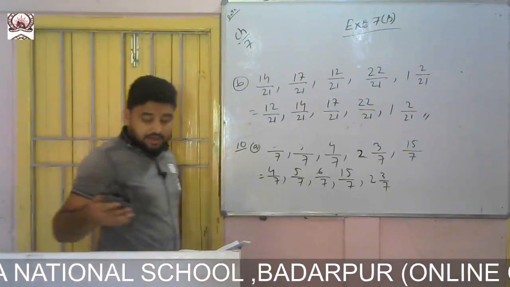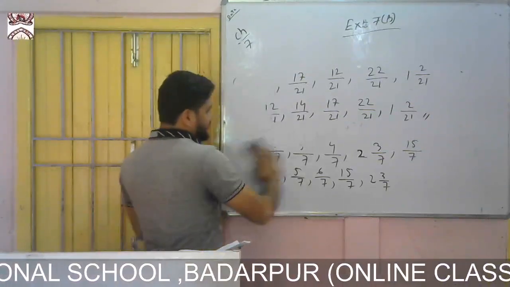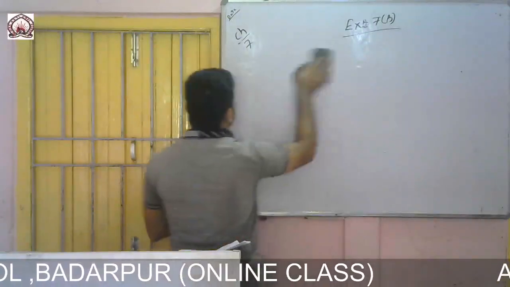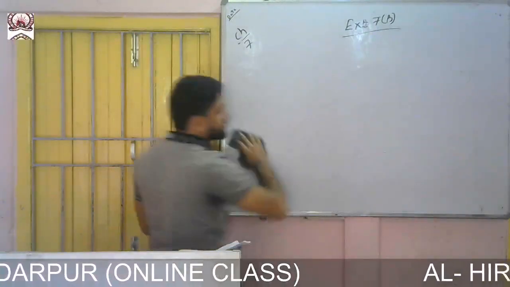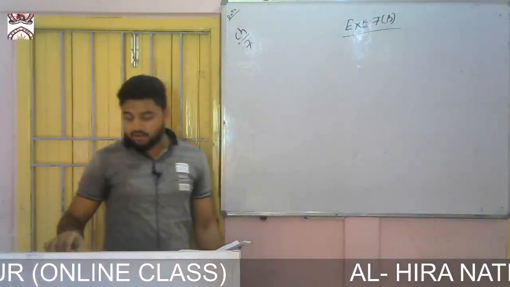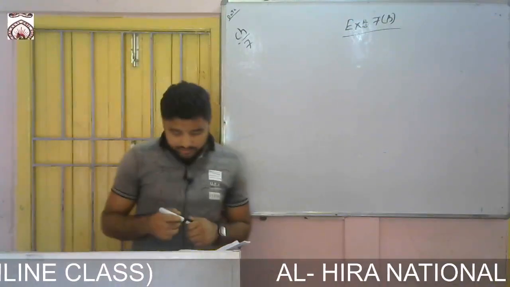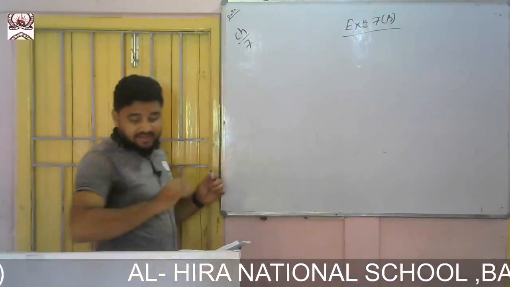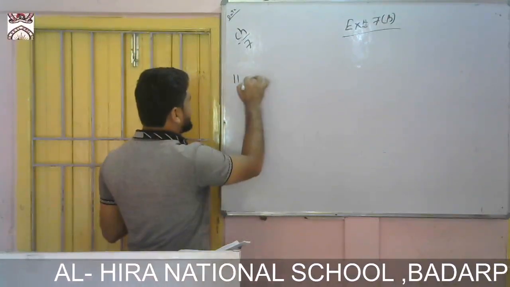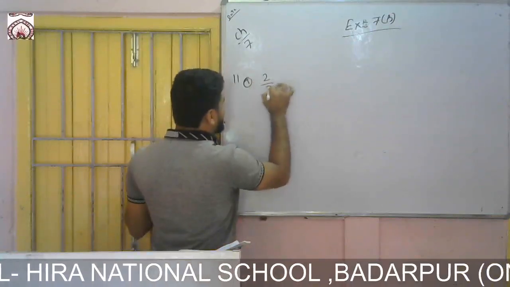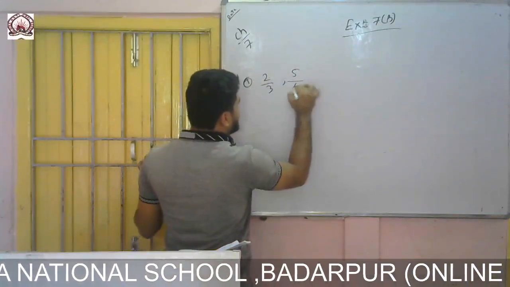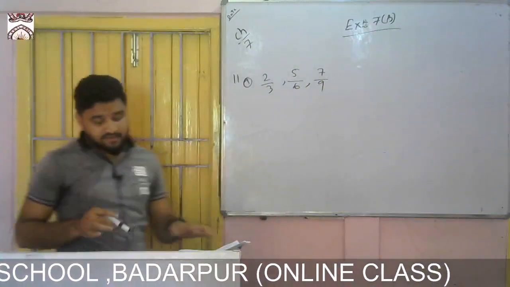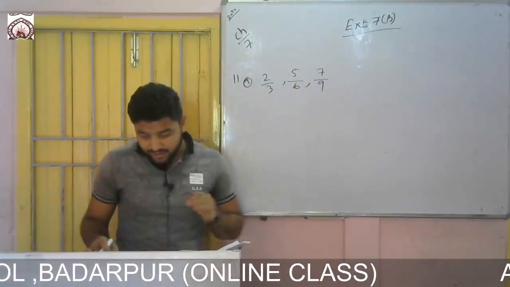Arrange in ascending order. So 2 by 3, 5 by 6, 7 by 9.